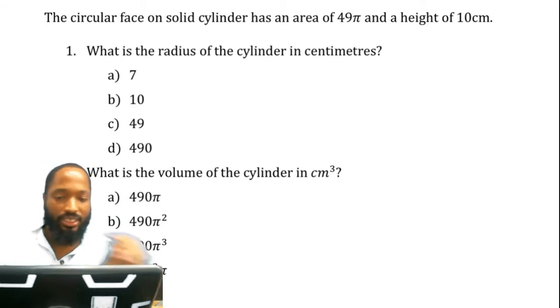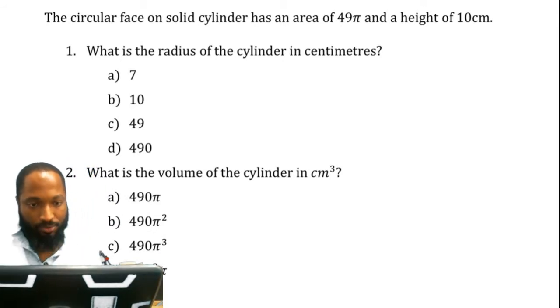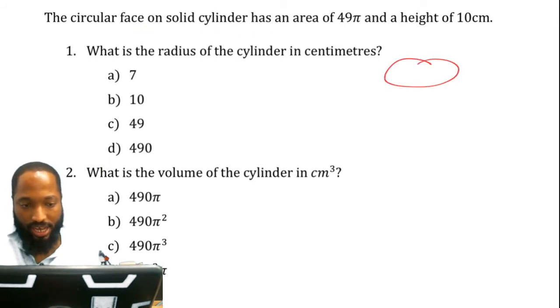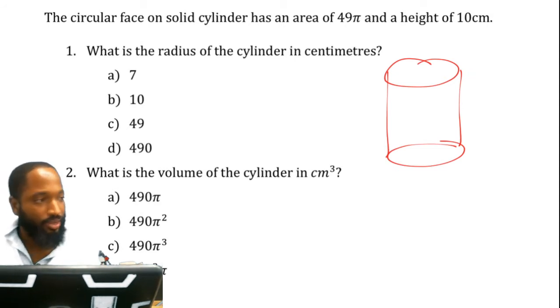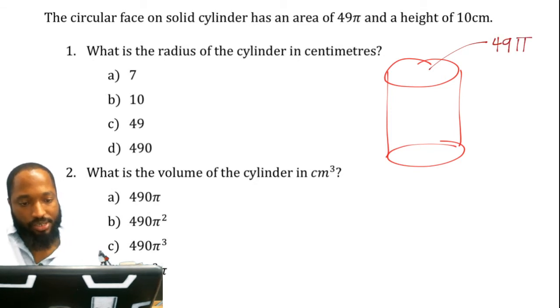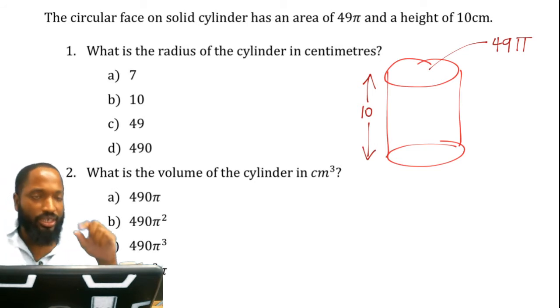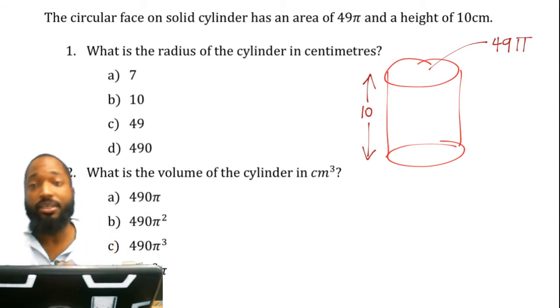Now we did these questions yesterday. What was the radius of the cylinder? The circular face of the solid cylinder has an area of 49 pi, and the length is 10. I'll just go through this really quickly. We did this one yesterday, but we're going through the whole of measurement here.